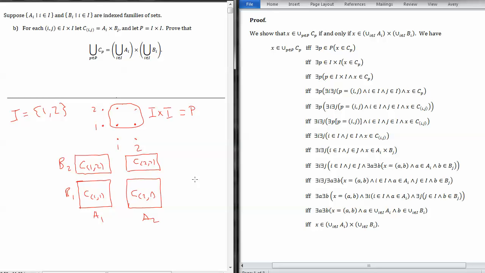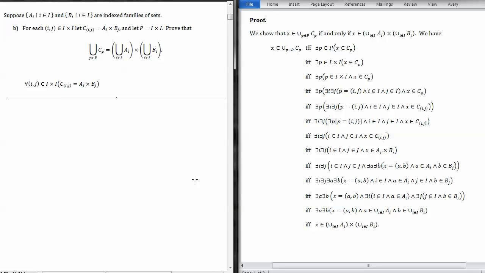Well, I hope that was somewhat convincing, at least on an intuitive level, but we need to go ahead and try the proof out. So let's get our givens and goals down here. This one just says that for every ordered pair (i, j), we're defining C_ij to be this Cartesian product, and we're letting P be I times I. And here's our goal, which is just the same thing I wrote up here, but with smaller union symbols.